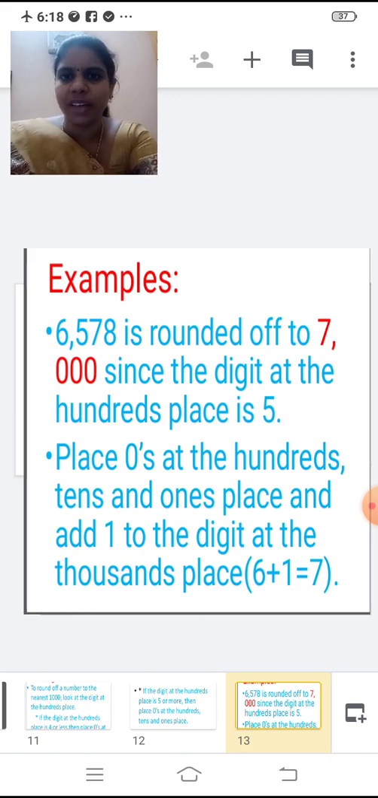So what digit I am having at the thousand place now? 6, right? So 6 plus 1, 7. Now 7 in the thousands place. So 6,578 is rounded off to 7,000. Let me repeat. 6,578 is rounded off to 7,000 since the digit at the hundreds place is 5.